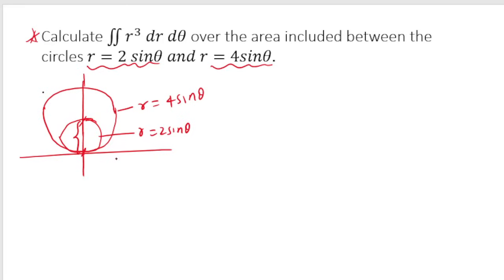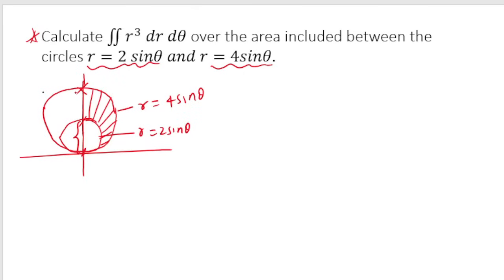Because r is the distance of the point from the origin. When we measure the angle, we measure it in the anti-clockwise sense. So at theta is equal to 0, r is 2 sine 0, which is equal to 0. But if I take theta pi by 2, I will get r is 2 sine pi by 2, which is equal to 2. So we have to find the area which is included between these two circles. This is the region that is included between these two circles.